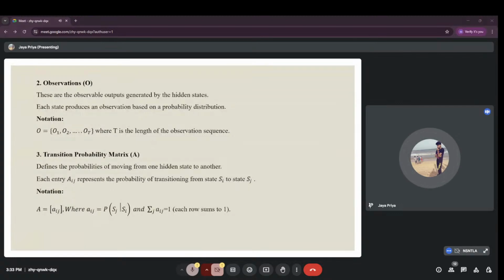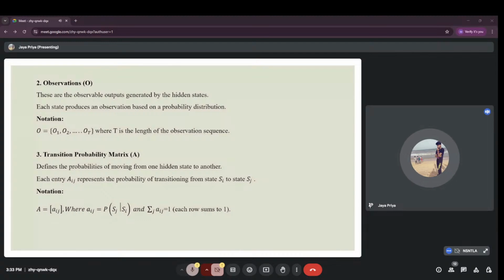The next component is observations, represented by O. These are the observable outputs generated by the hidden states. Each state produces an observation based on a probability distribution. The notation is given by O = {O1, O2, ..., OT}, where T is the length of the observation sequence.